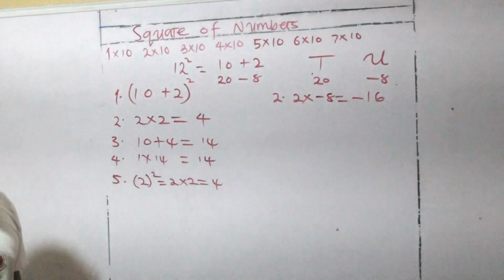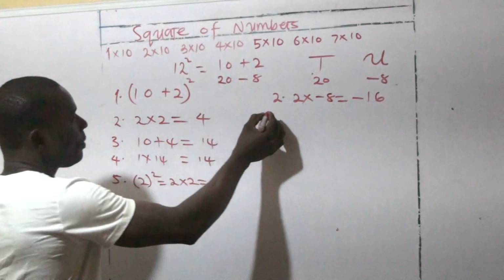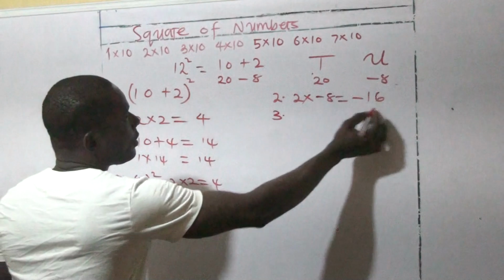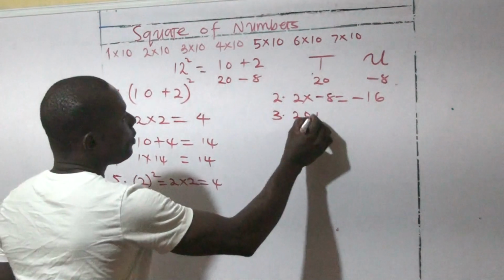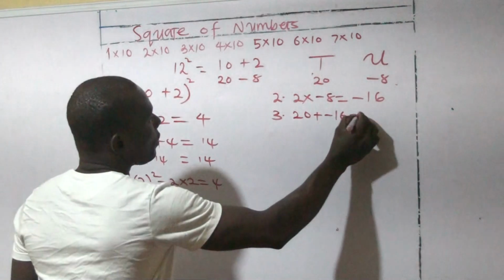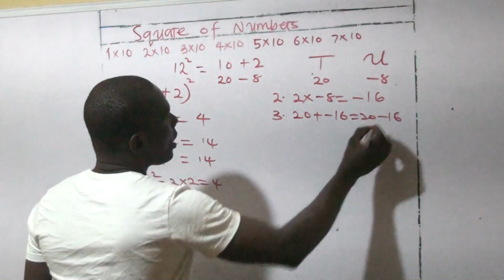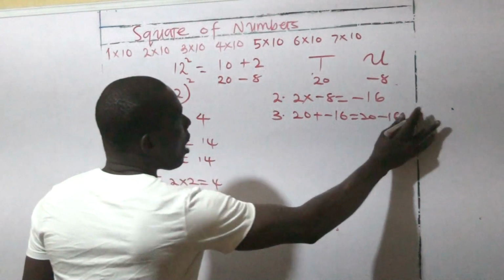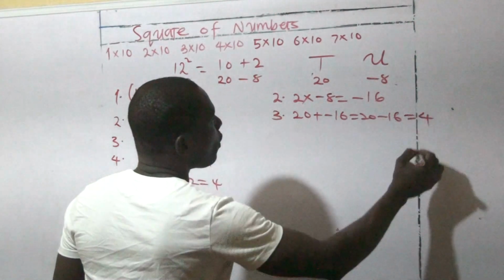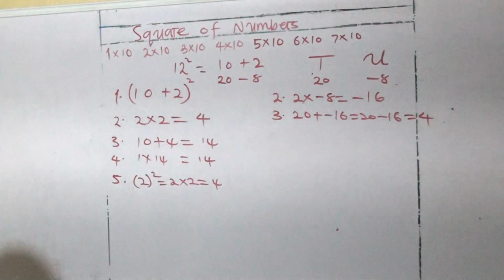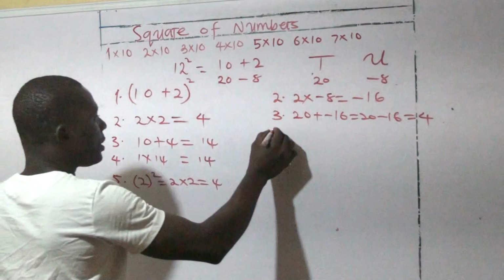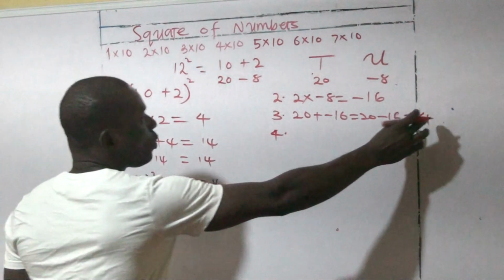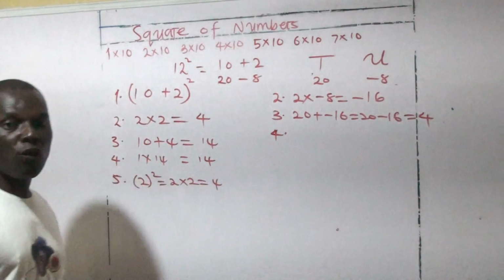Okay, having done that, like I said, step 3 is that this result here, you add it to the tens digit. So this becomes 20 plus minus 16. That will give us 20 minus 16. And our result becomes 4. 20 take away 16 becomes what? 4. Okay?